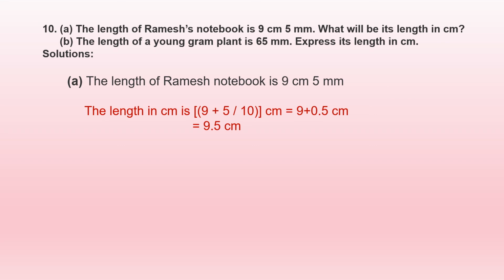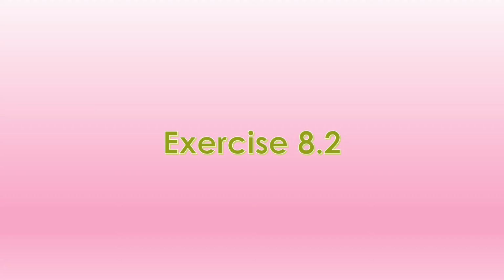9.5 centimeters. Second question. The length of a young gram plant is 65 millimeters. So 65 millimeters means 65. If you want to express it in centimeter, we should divide by 10. So 65 by 10.